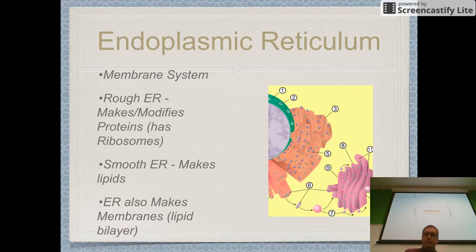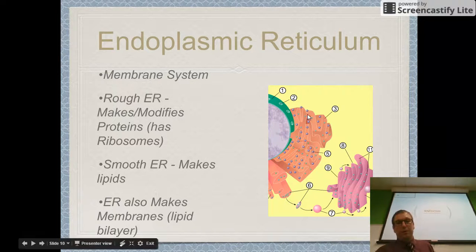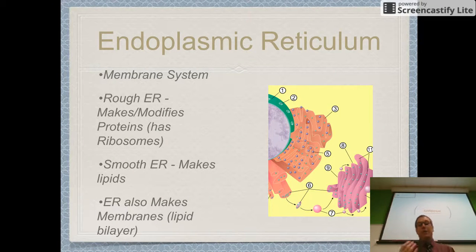Okay. The next organelle is the endoplasmic reticulum. This is the series of membranes that kind of help the ribosomes. Here in this picture is the endoplasmic reticulum. It's connected to the nucleus and it's dotted with ribosomes. But helps the ribosomes make protein.